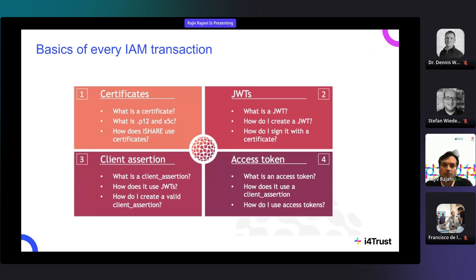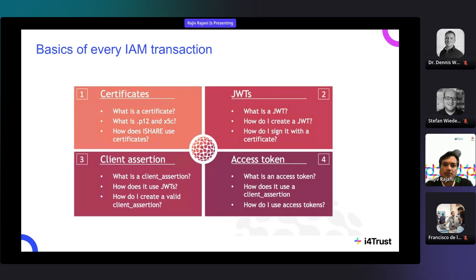Let's have a deeper dive into any IAM transaction that happens in iShare using the iShare framework. These are the basic elements we see in all the flows. Here I attempt to make all these concepts that we use in iShare more familiar to you.